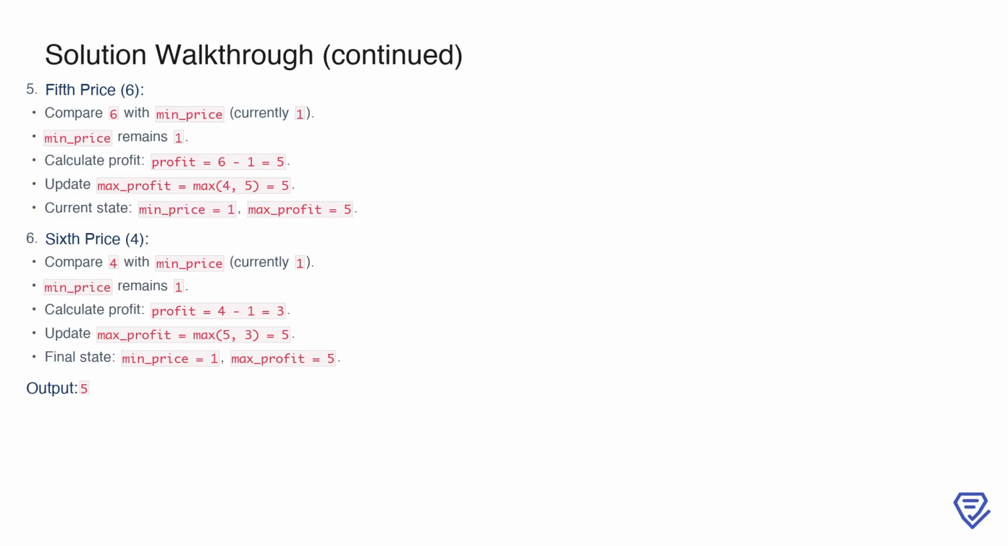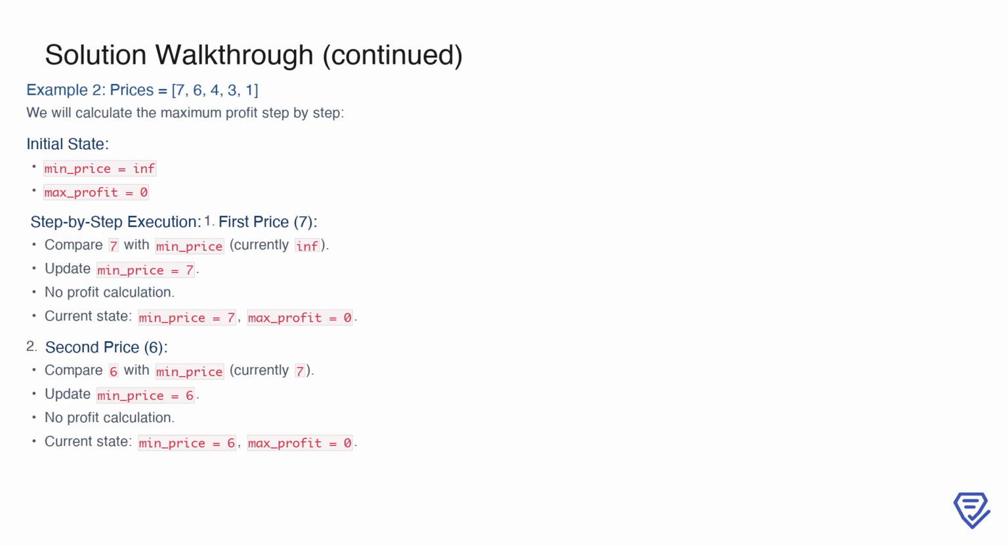On day 6, the price drops to 4. Comparing 4 with the current min_price of 1 shows no change in min_price. The profit for this day is 4 - 1 equals 3, which is less than the current max_profit of 5, so max_profit remains unchanged. The final state after processing all prices is min_price equals 1 and max_profit equals 5. Therefore, the maximum profit for this example is 5.